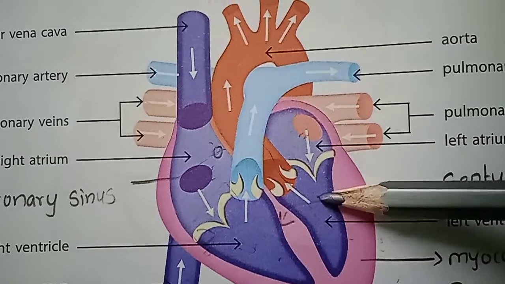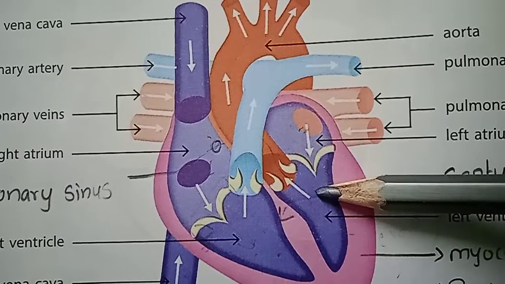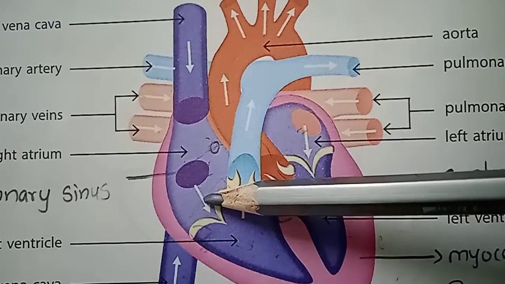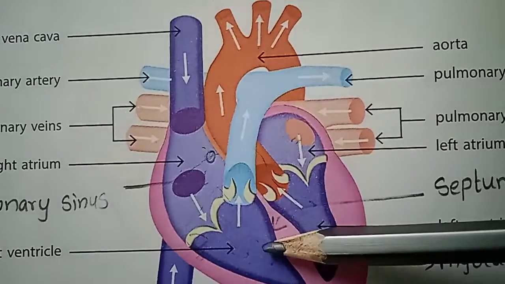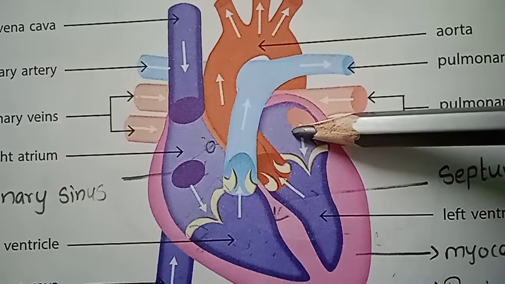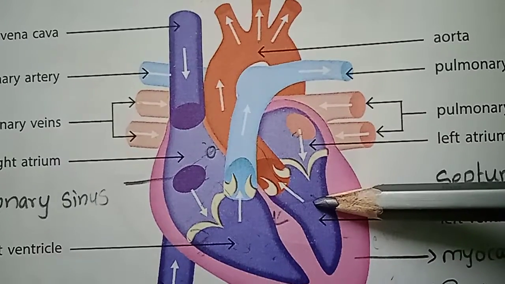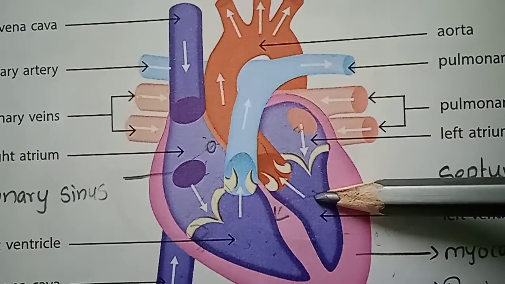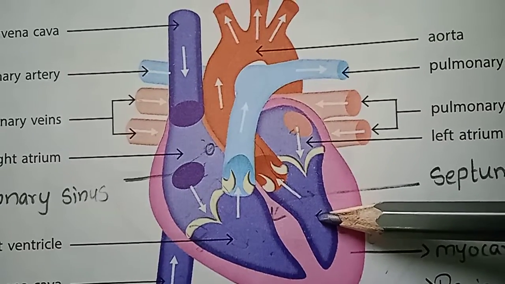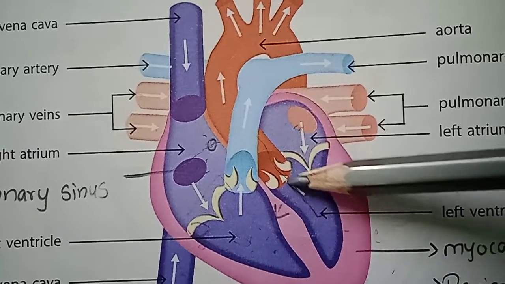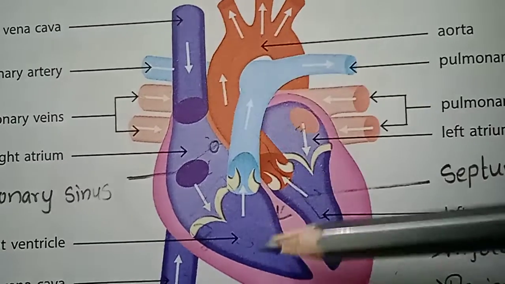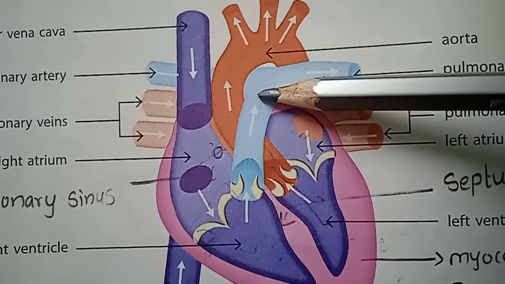The ventricles start contracting and the atria start relaxing. Why? The blood has already entered the ventricles by the contraction of the atria, so now it is time for the ventricles to contract and the atria start relaxing. On ventricular contraction, due to the pressure, the blood moves into the aorta. This one is the left ventricle, and the blood enters the aorta. From the right ventricle it moves into the pulmonary artery.